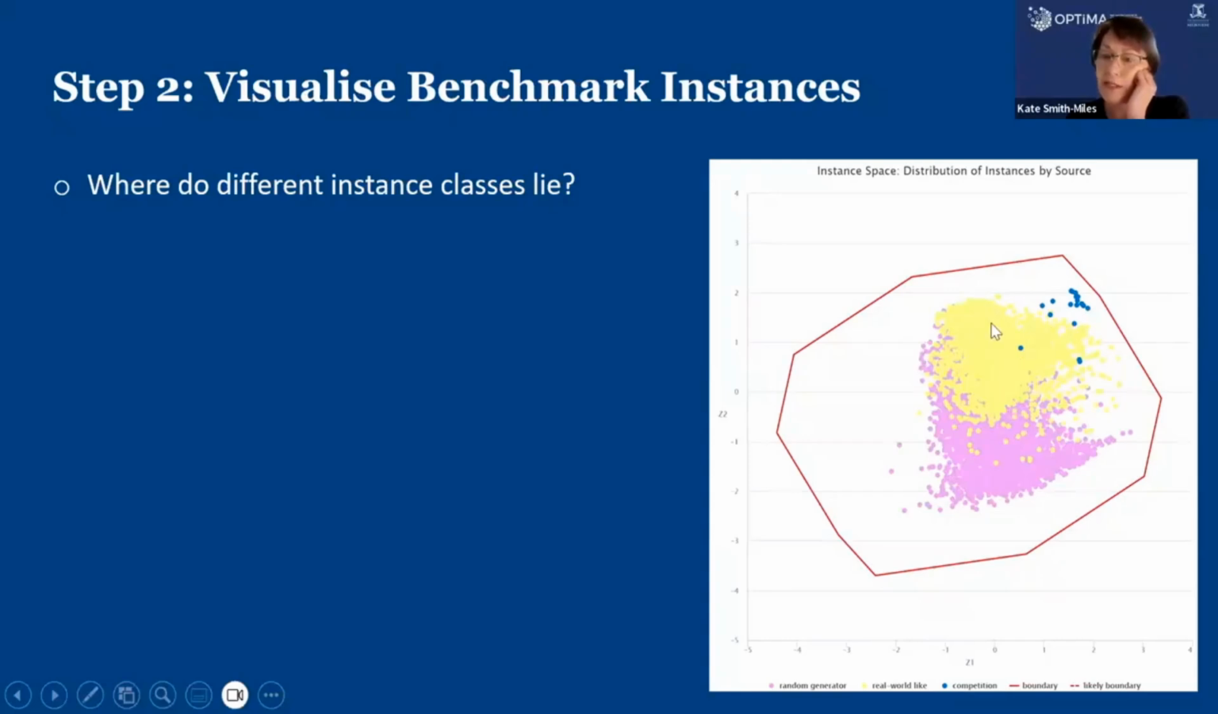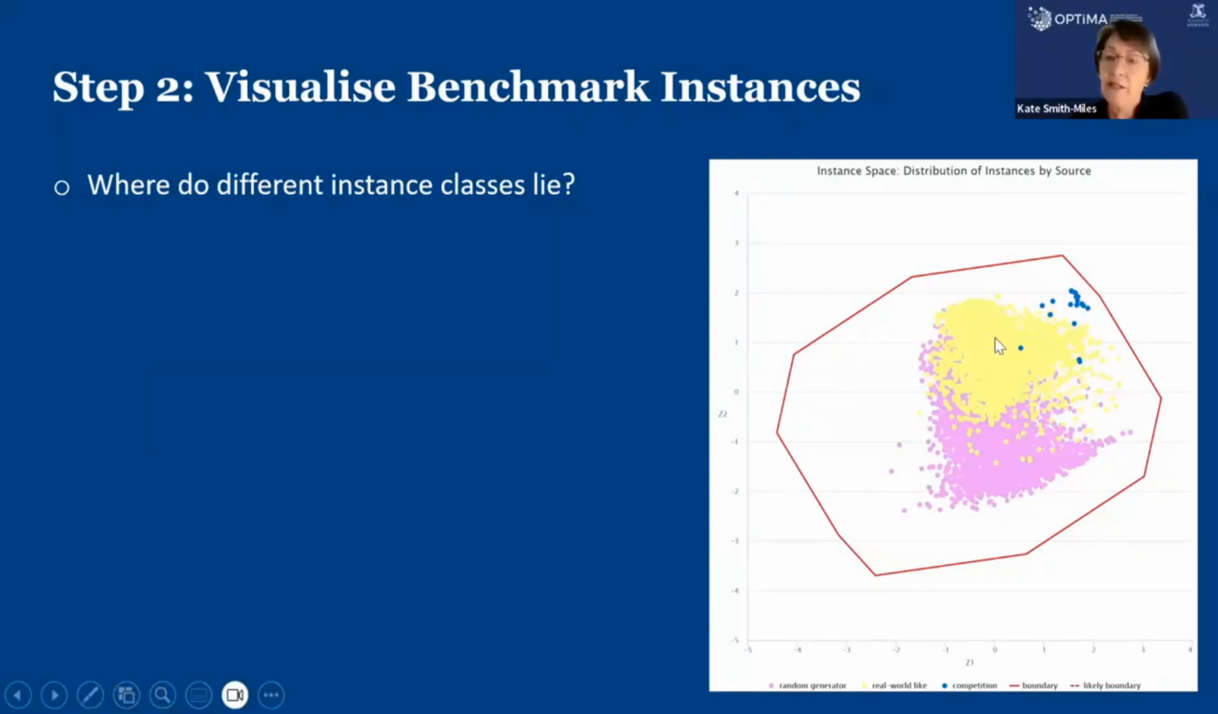Inside the instance space, we see our 8,199 timetabling instances. The blue ones are the Italian university real-world instances. They're all quite similar to each other because the university's timetabling problem doesn't change very much from semester to semester unless there's something dramatic that happens, like some lecture theatres are closed for renovation or something. The pink ones are the ones that came from the random generator. Randomly generated instances are usually in the middle of the space. They don't have extreme properties, extreme features.